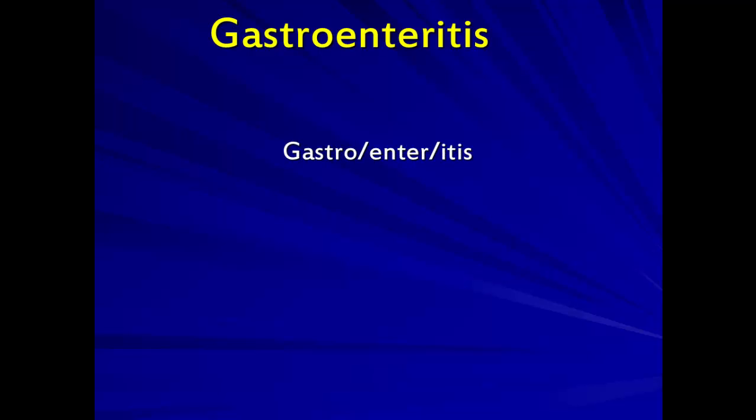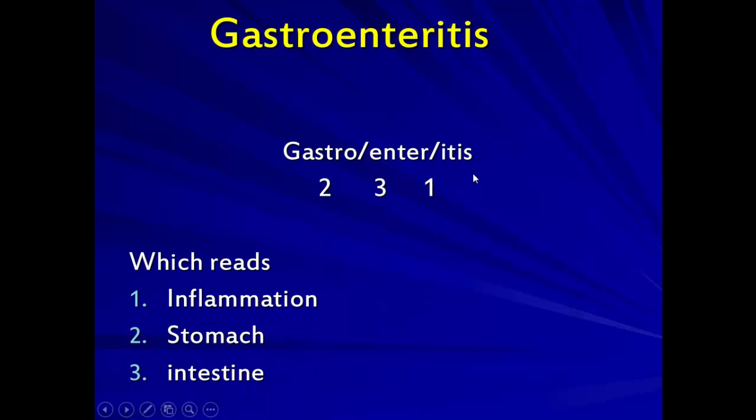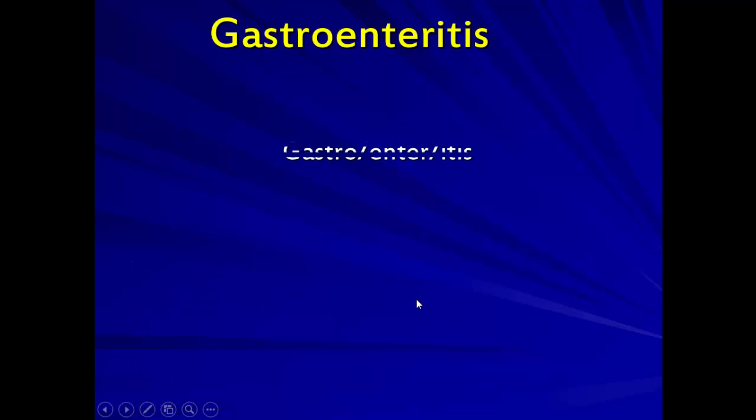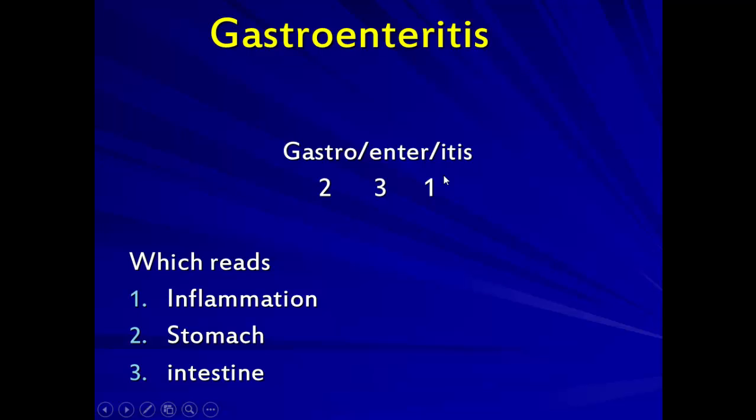Itis is the suffix. We go to the end of the term to determine what is the suffix. And then we go to the front of the term and we see gastro, and then we have enter. And so we're going to learn the meanings of these. Itis, we're going to learn, means inflammation. Gastro means stomach, and enter means intestine. So we're going to read the definition back to us the same way that we defined the term, which is to read from back to front to middle. So we would read, this term means inflammation of the stomach and the intestine.